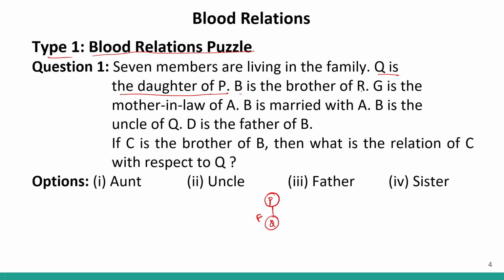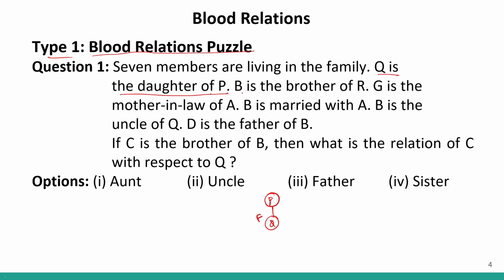Let us hold this information. G is the mother-in-law of A. B is married to A. And B is the uncle of Q. So this much information we cannot use up till now. And D is the father of B. So this much information we simply cannot use because this is not a relation with Q. So let us start by drawing a separate chart.